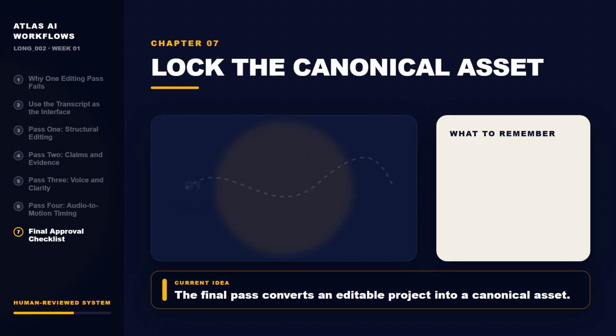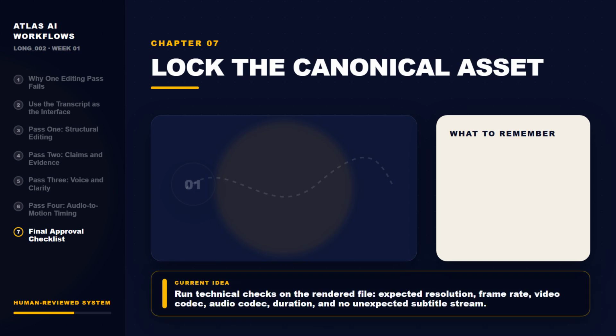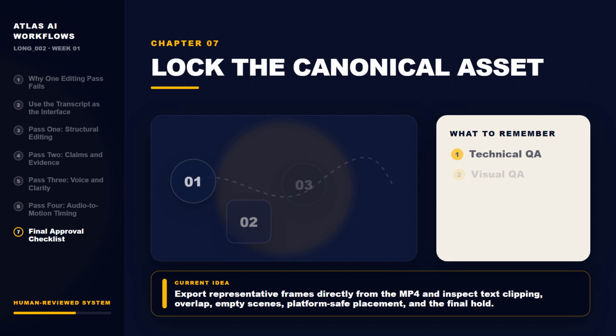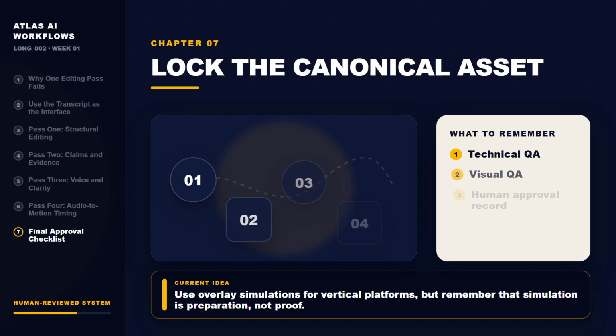The final pass converts an editable project into a canonical asset. Run technical checks on the rendered file: expected resolution, frame rate, video codec, audio codec, duration, and no unexpected subtitle stream. Confirm that the narration is complete and that the approved audio was not replaced or truncated. Export representative frames directly from the MP4 and inspect text clipping, overlap, empty scenes, platform safe placement, and the final hold. Use overlay simulations for vertical platforms, but remember that simulation is preparation, not proof.